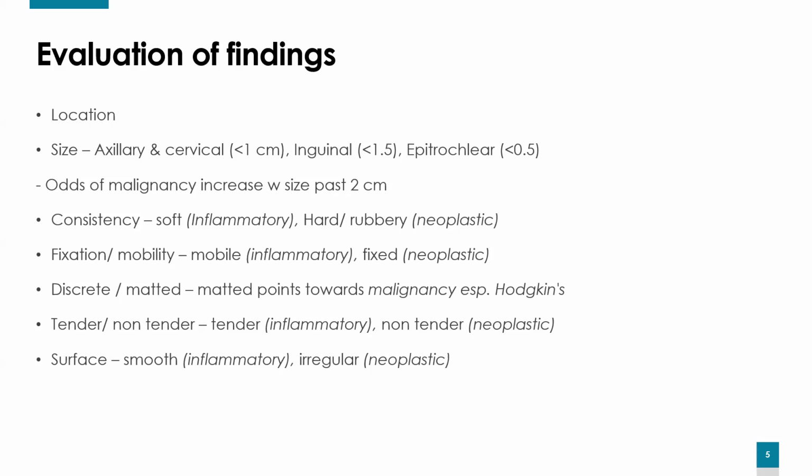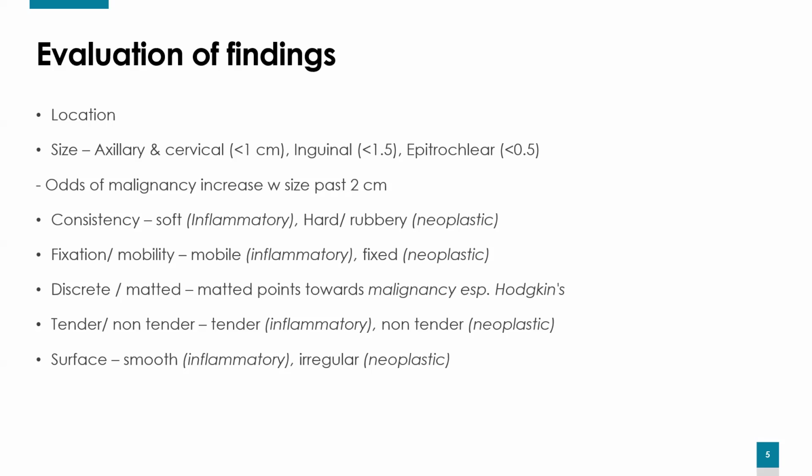Consistency. Are they soft or are they hard? Soft are usually indicative of inflammatory causes, like TB, localized lymphadenopathy, and strep. Then, are they hard or rubbery? These are usually common in malignancy, hematological malignancy, lymphomas, and so on. Fixation: are they fixed to the wall behind them? If they are mobile, they are usually of inflammatory origin. If they are fixed to the wall, they are neoplastic.